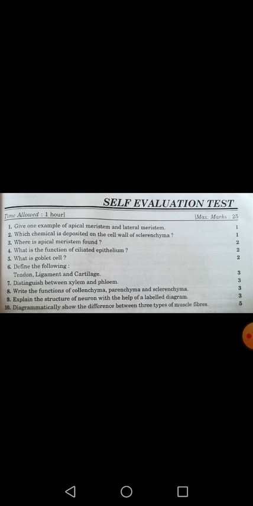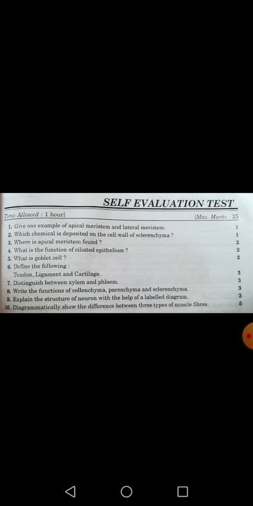Now question number 2. Which chemical is deposited on the cell wall of the sclerenchyma? Very simple question. It's lignin. Lignin is the chemical which is deposited and makes the cell wall of sclerenchyma very thick.